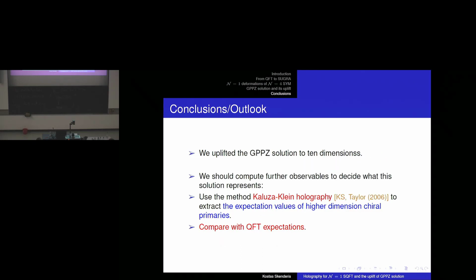And finally, one slide about the uplift. We discussed the uplift of GPPZ to 10 dimensions. It's still not clear whether the solution is sensible, and if it is, what it describes. Clearly, we need to compute more observables. For example, one can use the method of Kaluza-Klein holography to extract expectation values of higher-dimensional chiral primaries, which should help us decide which vacuum it is, and then compare this with quantum field theory expectations. We hope to do this in the future. Thank you.